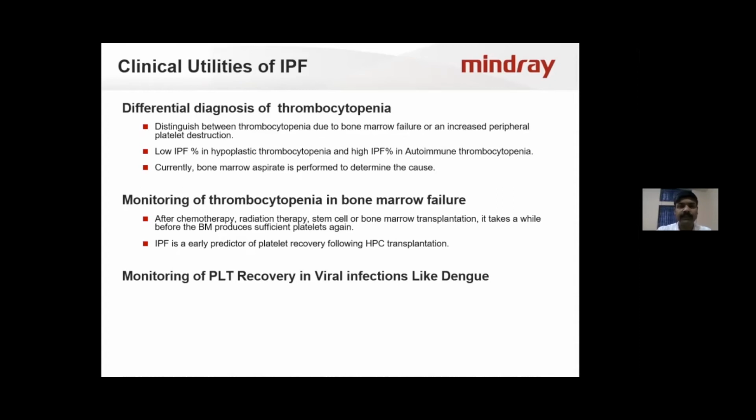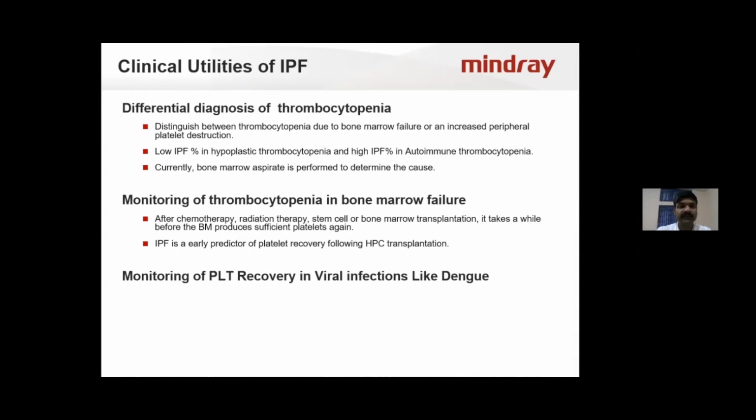So by monitoring the IPF value, you can very well predict whether the bone marrow has been suppressed or whether the bone marrow is regenerating. So what was the classical use of IPF, and how IPF came into the picture was because of its clinical utility, when the dengue infection came across India. This IPF was a dependent parameter for many clinicians as well as pathologists for the prediction of platelet recovery.